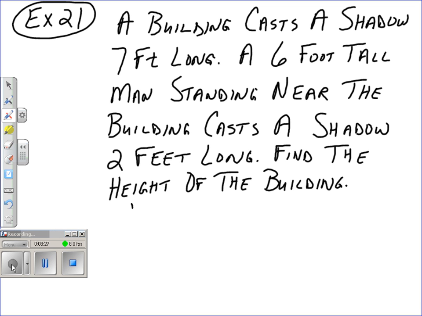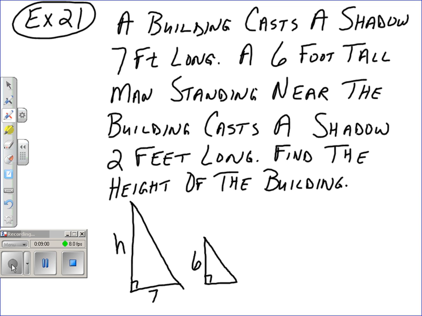What I like to do is start this problem with a drawing. Now, the building casts a shadow 7 foot long. We're going to call this the building, and this is going to be its shadow along the ground here, 7 feet long. The height of the building is what we're trying to find, and we don't know it. Since it's an unknown, I'm going to call it h. Now, a man standing near the building, the man's going to be shorter than the building, so I'll draw a smaller triangle here. A man standing near the building is 6 feet tall, and he casts a shadow 2 feet long. So usually the easiest way to solve these types of problems is to draw a picture.